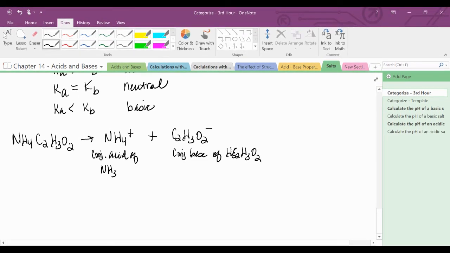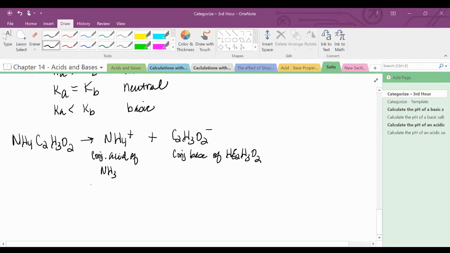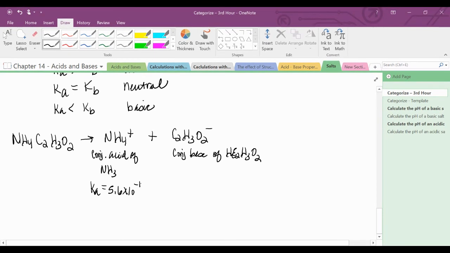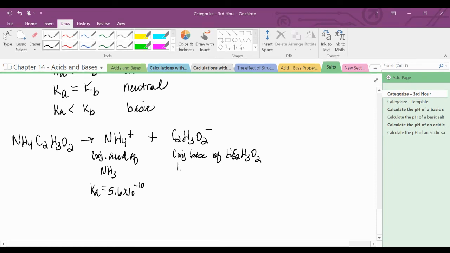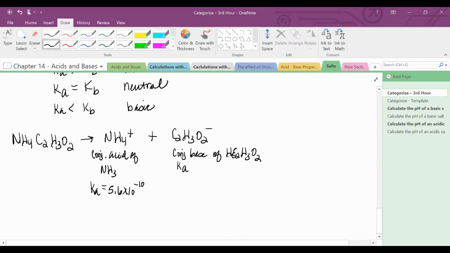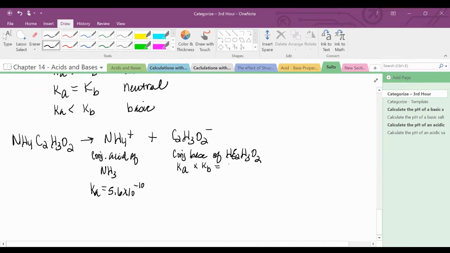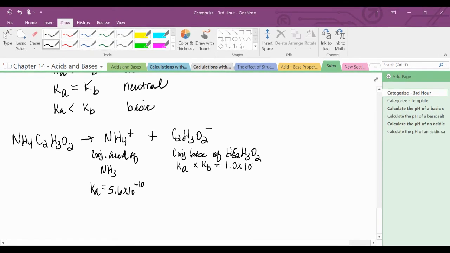Now, in the case of ammonium, it actually has a Ka value that you can look up on the chart. It would be equal to 5.6 times 10 to the negative 10th. But for the acetate ion, there is no Kb value. So we have to actually calculate Kb. So here's probably the new part we're going to learn in this section. If I take the Ka and multiply it by Kb, it should be equal to our ionization constant for water.